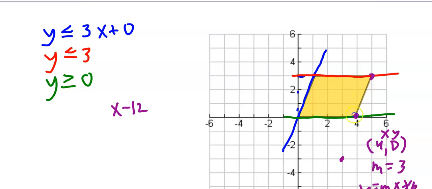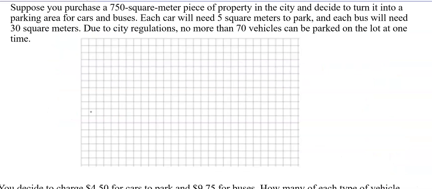Our slope is positive 3 for this line, so up 3 over 1. And we're shading above the line, so greater than or equal to. So those 4 restrictions will make that feasible solution region right there. Okay, so now we'll get to good stuff here.